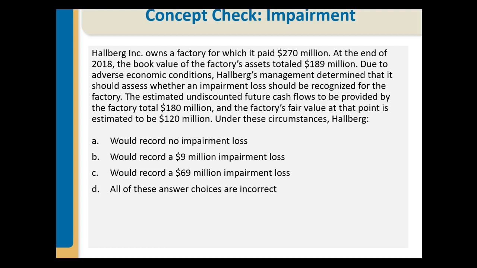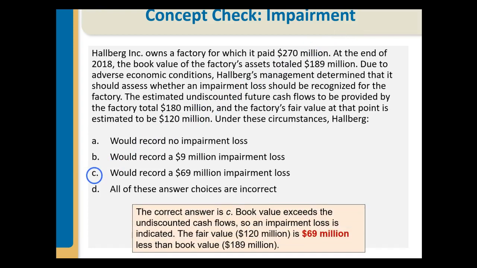recognized for the factory. The estimated undiscounted future cash flows to be provided by the factory total $180 million, and the factory's fair value at that point is estimated to be $120 million. Under these circumstances, Hallberg should A. record no impairment loss, B. would record a $9 million impairment loss, C. would record a $69 million impairment loss, or D. all of these are incorrect.